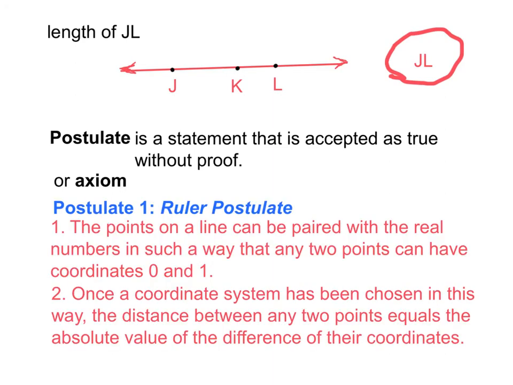We now have our first postulate, postulate 1. It's known as the ruler postulate. It states, 1. The points on a line can be paired with the real numbers in such a way that any 2 points can have coordinates 0 and 1. 2. Once a coordinate system has been chosen in this way, the distance between any 2 points equals the absolute value of the difference of their coordinates. This is a very wordy, long postulate, which basically means you can take a ruler and measure the distance between 2 points on a line. That's basically what it says, the ruler postulate.